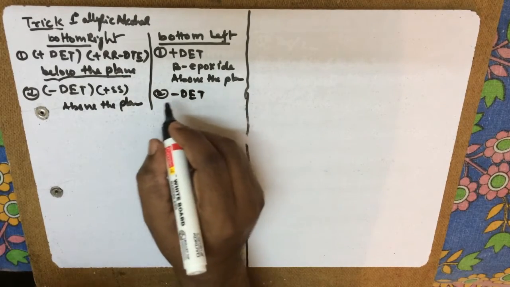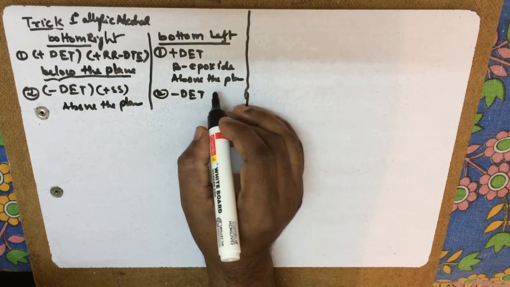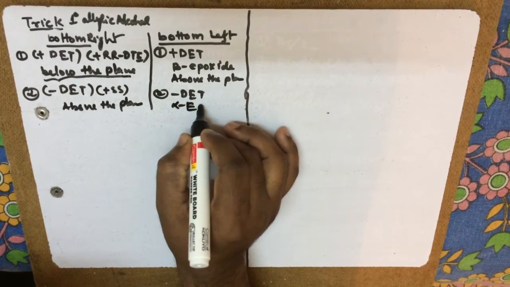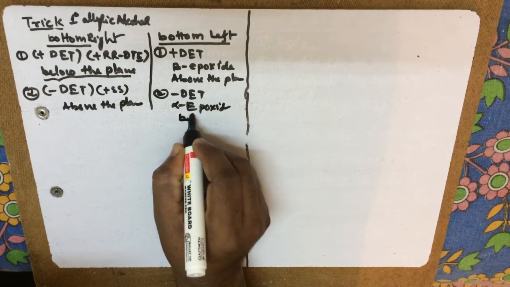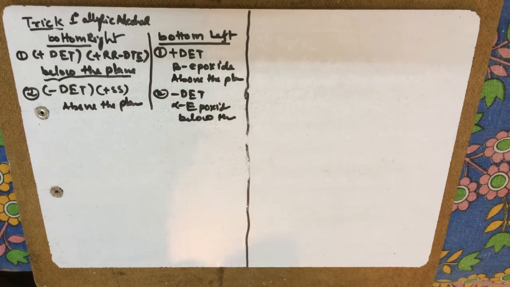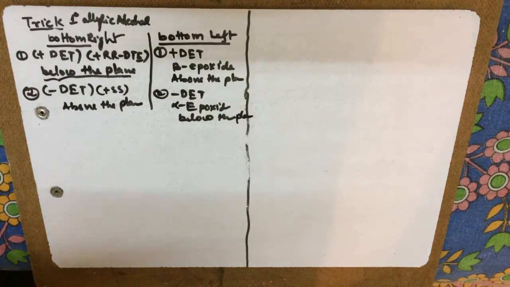then alpha epoxidation will be below the plane, okay, plane, right, okay.